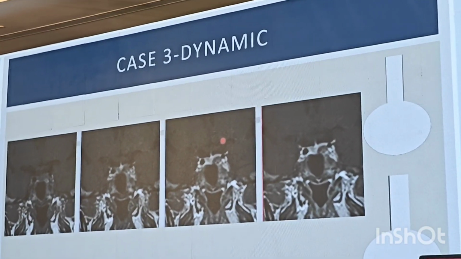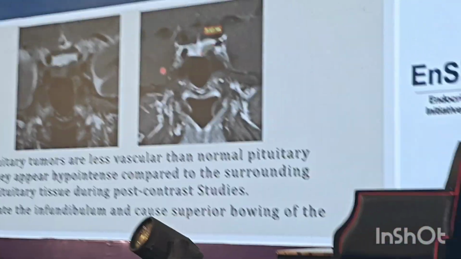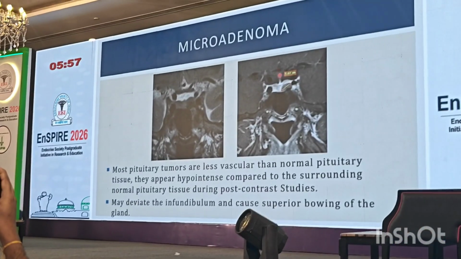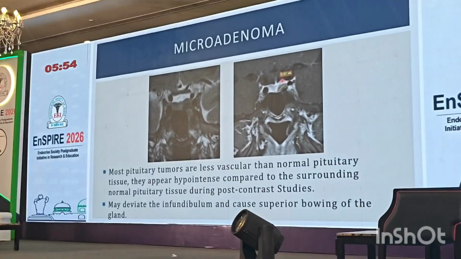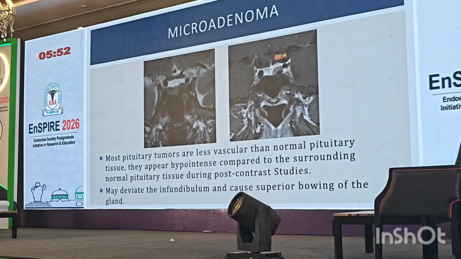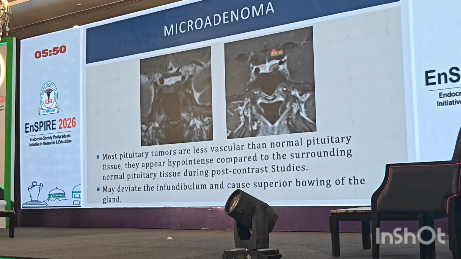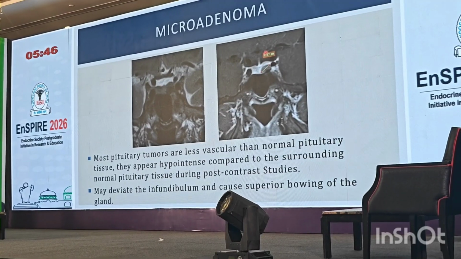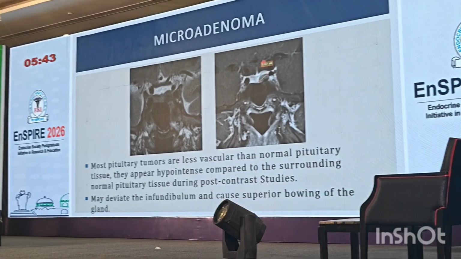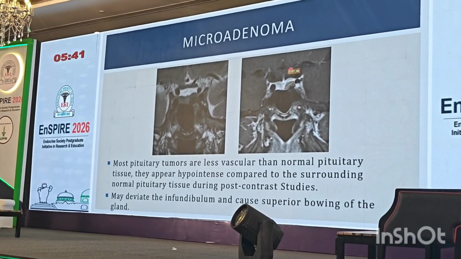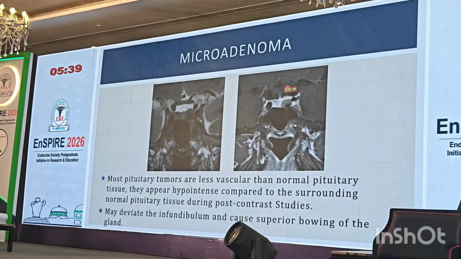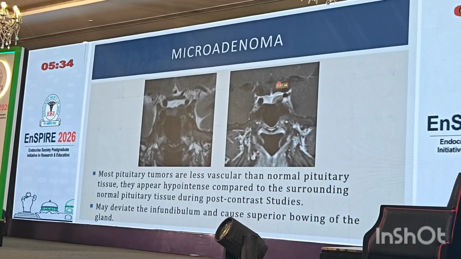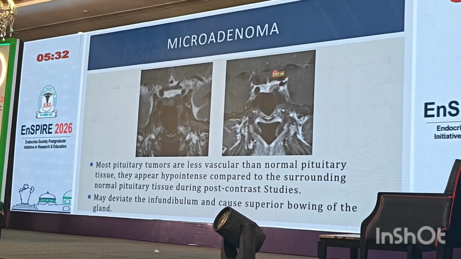So what is the diagnosis? Microadenoma. Excellent. So that is a pituitary microadenoma which was sitting there, and now I think you will be easily able to appreciate the convex bulge along the superior aspect, right? Most pituitary tumors, not just micros but macros also, tend to be less vascular than the normal pituitary tissue. They appear hypointense as compared to the surrounding pituitary tissue on post contrast, and that is what we use to identify the presence of a microadenoma, right?